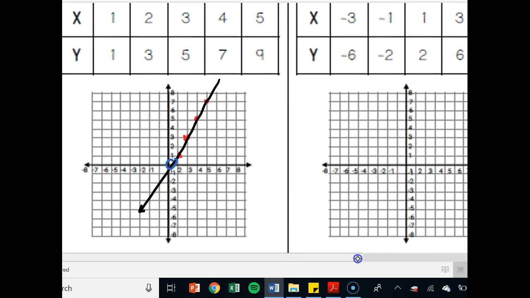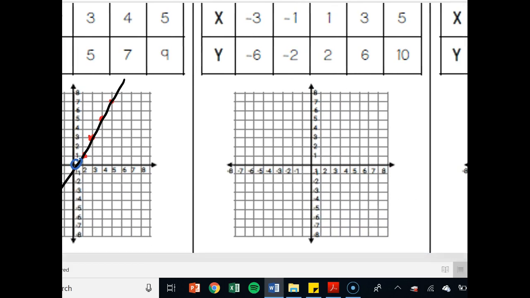Let's take a look at another one. So we've got -3, -6. Move left 3, 1, 2, 3, down 6, 1, 2, 3, 4, 5, 6. Put your dot right there. -1, -2: move left 1, down 2. 1, 2: move right 1, up 2. 3, 6: right 3, up 1, 2, 3, 4, 5, 6. And 5, 10: you'd move right 1, 2, 3, 4, 5, but you can't get up to 10. It's up here someplace, right?